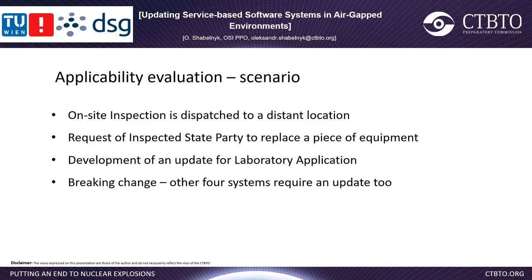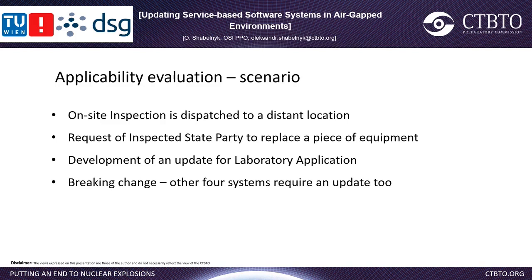Next, we consider an inspection scenario, which was elicited via interviews from the key stakeholders and built up a characteristic scenario, a characteristic case where an air-gapped update is required. Imagine an inspection team is dispatched to a remote location. Also, software systems are carefully prepared and shipped fully provisioned during the launch phase. The inspected state party, the nation or state in which inspection is performed, provides its own piece of equipment to conduct radionuclide measurements in a mobile laboratory.